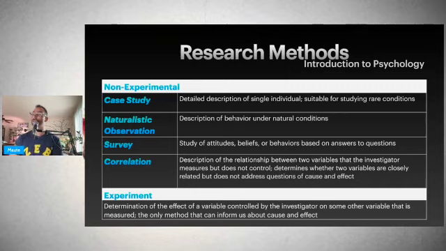Before we move on to experiments, here's another way to think about the research methods that we've gone over so far. A case study is a detailed description of a single individual. A naturalistic observation is a description of behavior under natural conditions. A survey is a study of attitudes, beliefs, and behaviors based on answers to questions on a questionnaire. And correlation studies describe the relationship between two variables.